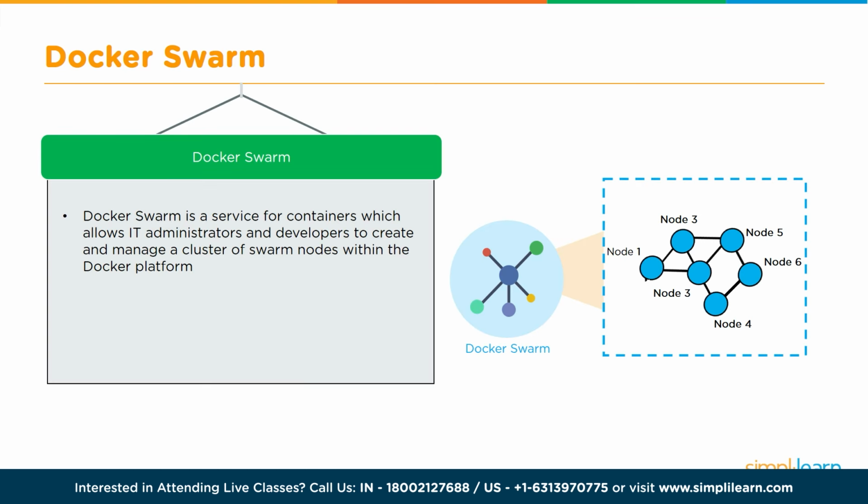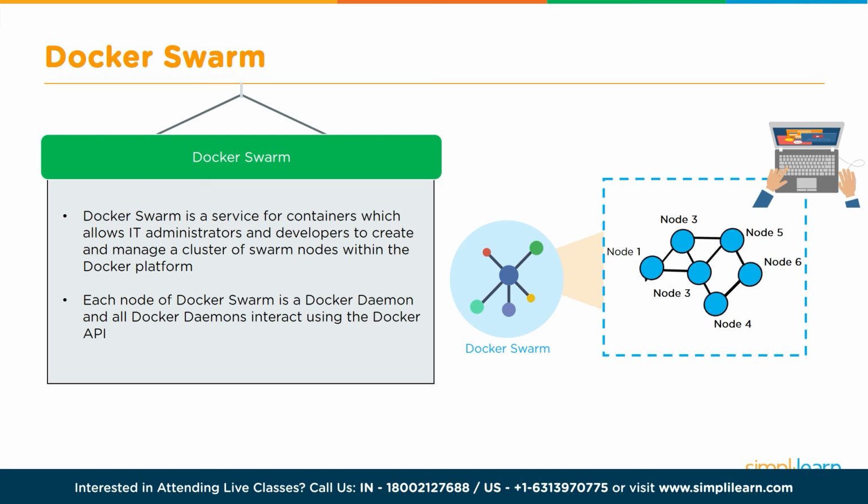Docker Swarm is a service that allows you to control multiple Docker environments within a single platform. So within your Docker Swarm, we're treating each node as a Docker daemon, and we have an API that's interacting with each of those nodes.